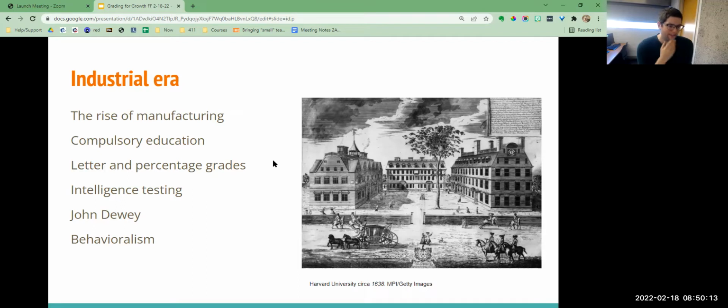And then also around this time, we had John Dewey, who viewed education and supported all of these reforms, in that he wanted to support the growth of democracy in this country over military and economic growth.